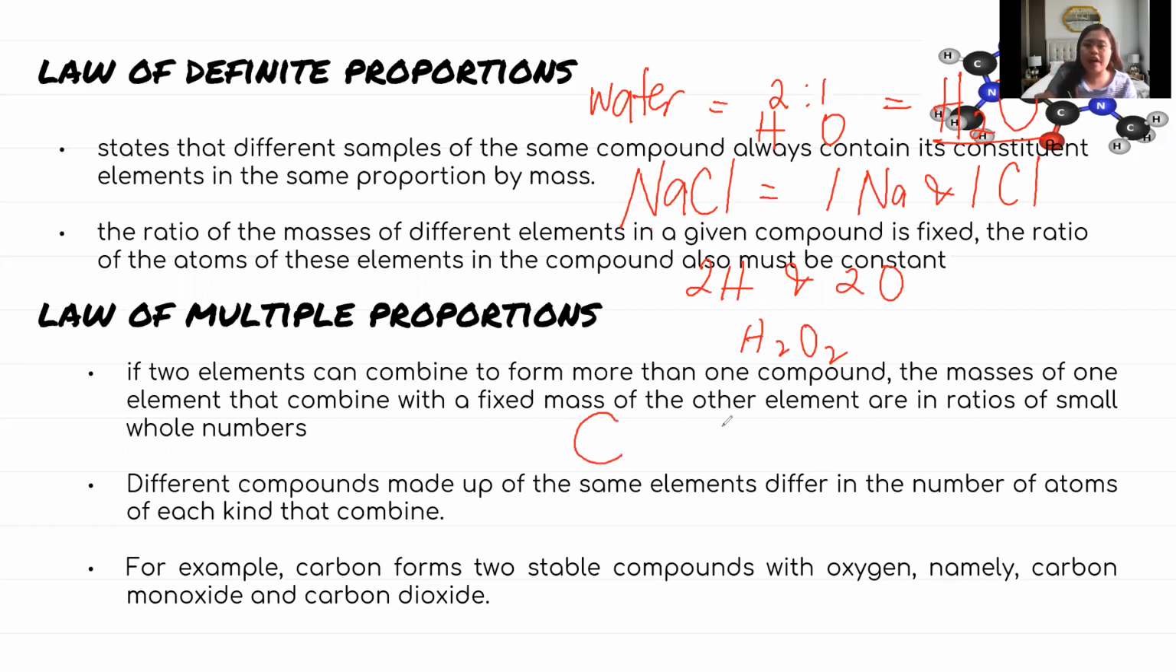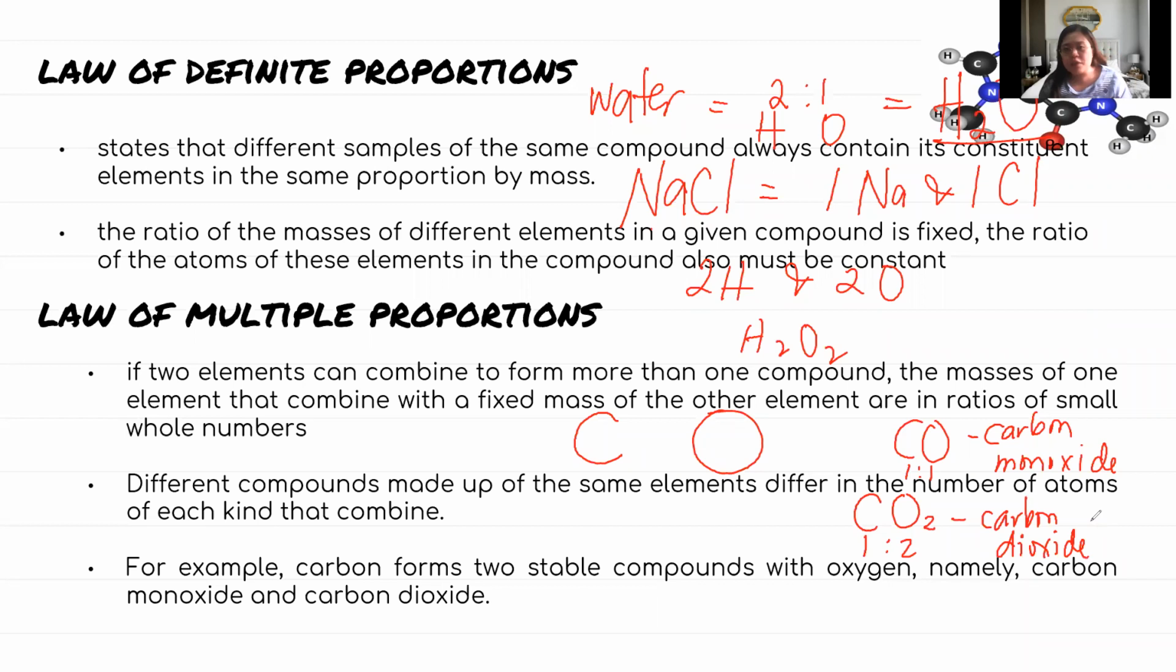So for example, you have carbon and oxygen. Carbon and oxygen can combine to give you carbon monoxide. So for carbon monoxide, the ratio here is 1:1. But nevertheless, you still have carbon and oxygen. That's carbon monoxide. And then, we can also combine carbon and oxygen with a different ratio. This time, we have 1:2. So carbon, 1 carbon, and then 2 oxygen can give you carbon dioxide. Ayan.